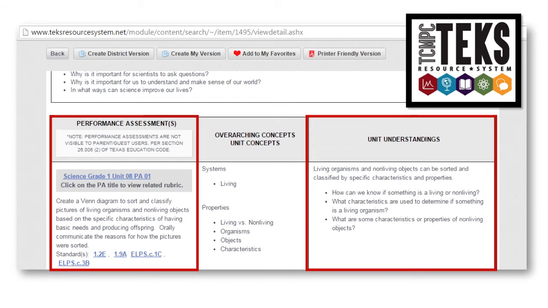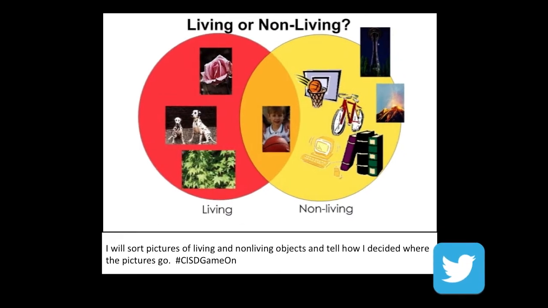Debbie, if these are the components to frame the lesson, what would that look like in a tweet for the challenge? As we are looking at Venn diagrams for performance assessments, I know teachers come up with the most creative ways to have kids use Venn diagrams to demonstrate their learning. Whatever that might look like for you this week, you'll want to grab a picture of it and then tweet that out with a short tweet that tells a little bit about what they're learning. So in this case, it would say, I will sort pictures of living and non-living objects and tell how I decided where the pictures go.